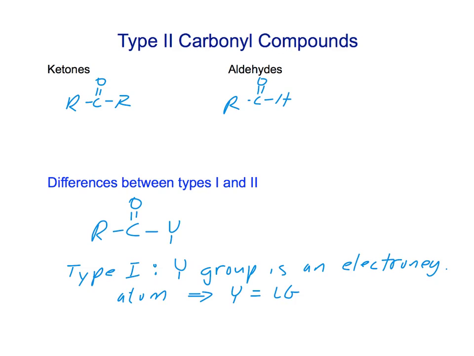Okay? Chloride can come off as a leaving group, right? Even an OH or an alkoxy group can. They're not great leaving groups, but they're better than a hydride or a carbanion, right? These type 2 really do not have a leaving group on them. Okay, so type 2, no leaving group.